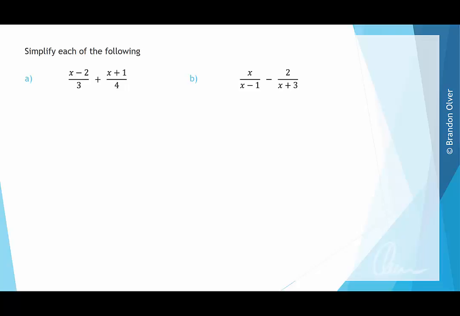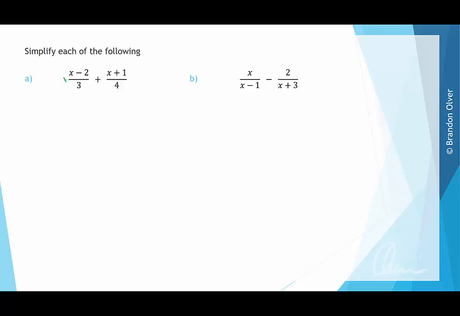Simplify each of the following. For part A, we have (x − 2)/3 + (x + 1)/4. To simplify, we're going to combine this into a single algebraic fraction. And to do that, we need to get a common denominator. So the lowest common denominator between 3 and 4 is 12.